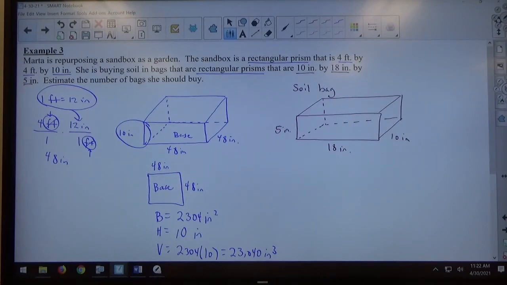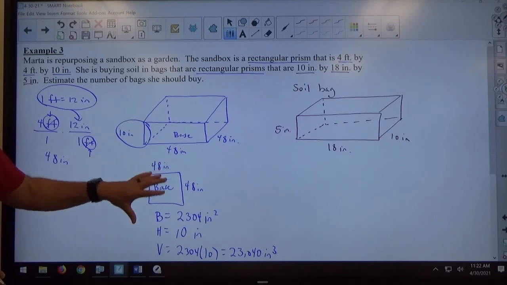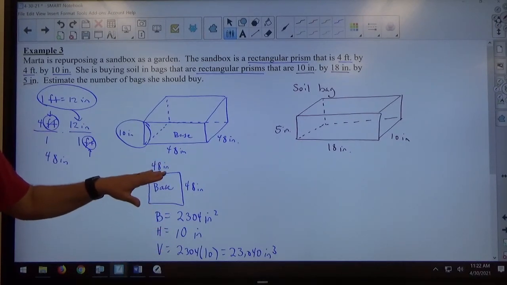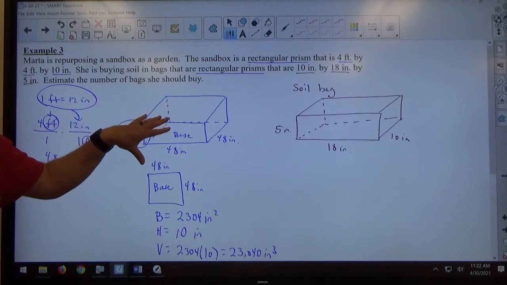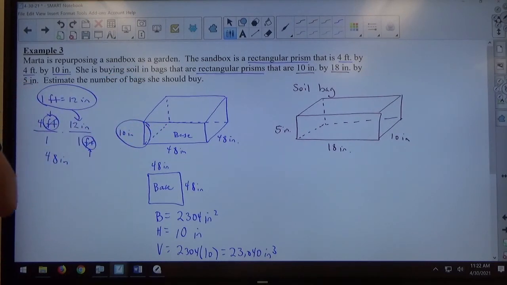The only reason I'd ever draw a three-dimensional picture on my paper is if it's not included in the problem. If the three-dimensional picture is somewhere that I can look at, I don't need to draw the three-dimensional. So if the sandbox is already drawn for me, I would have just done this work here, where I drew the base and everything else. If I haven't got a picture, I want to see the picture, so I'm going to draw the three-dimensional picture.